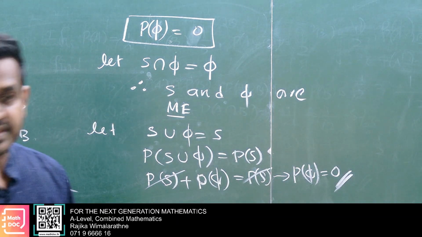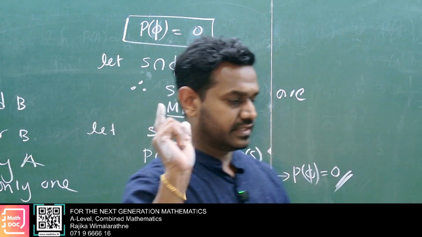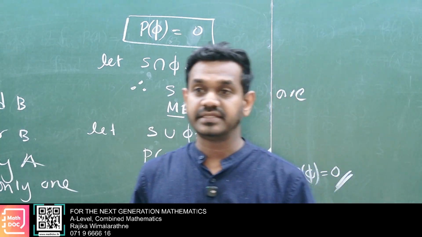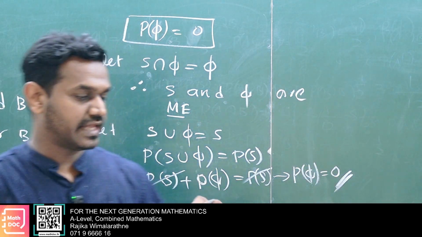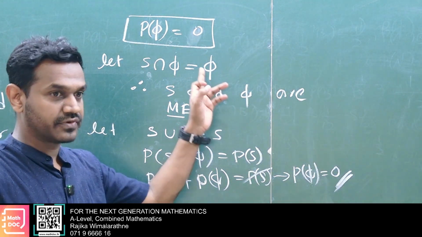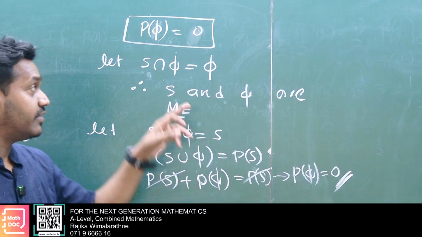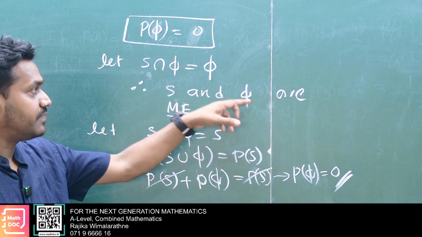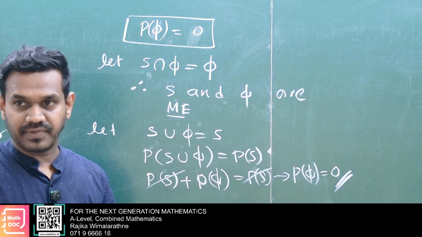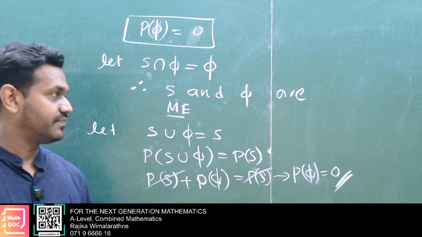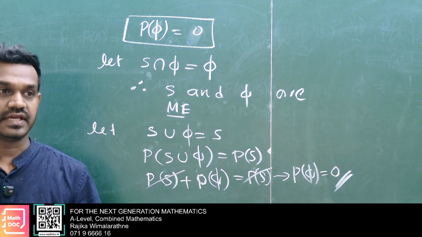Then go to page number 7. There's a small space. The theorem: probability P(phi) = 0. Okay. In that space you write that proof. At the beginning you have to say S and phi are mutually exclusive, then only we can apply the third axiom, no? That is theorem number 1 proof.